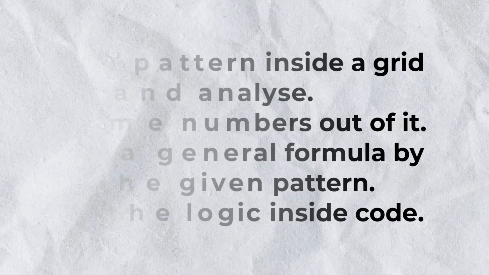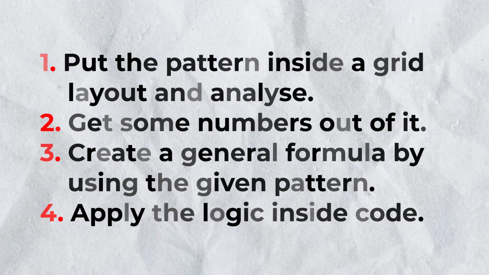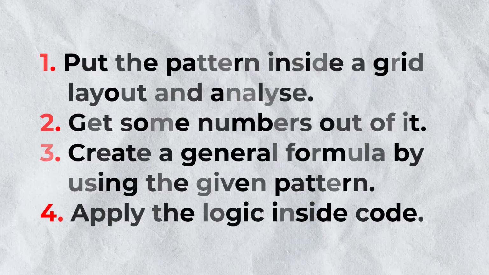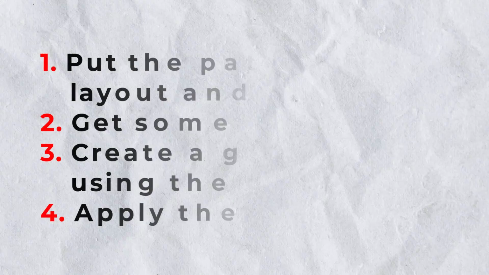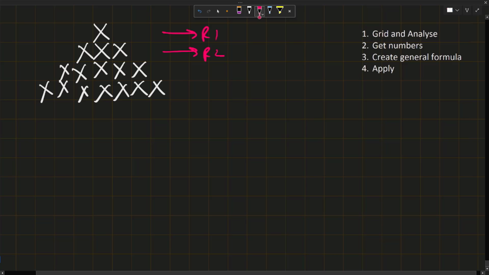By the way, you can take a screenshot of this 4-step formula, and here is the short form of this formula, right? Now let's work with the first step, that is grid and analyze. That means we have to put this pattern inside a grid and analyze it as well. So let's analyze it, right? Let's suppose this is row 1, row 2, row 3 and row 4. Did you notice one thing? Similar to the previous pattern, we have to print a space as well, right?